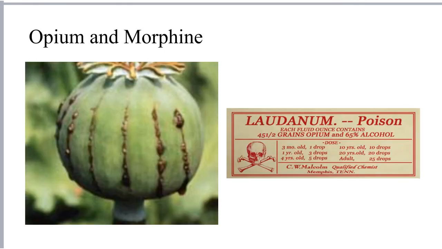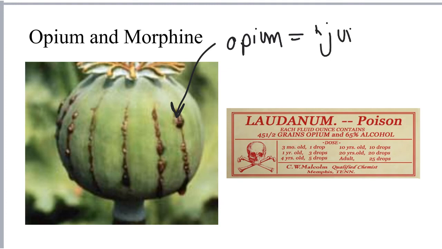The opioid alkaloids, including morphine, are all found in the substance opium. Opium comes from the Greek word opos, which means juice, which is fitting considering that opium comes from the sap or the juice of the opium poppy plant, Papaver somniferum.